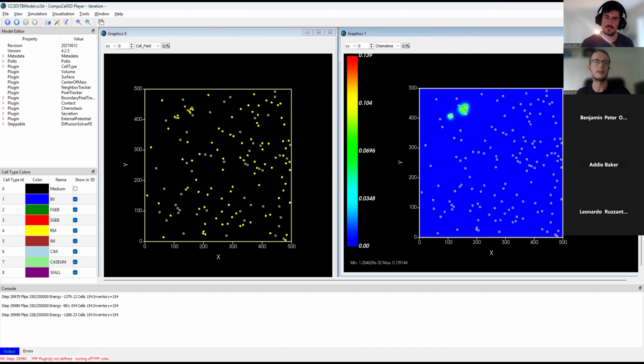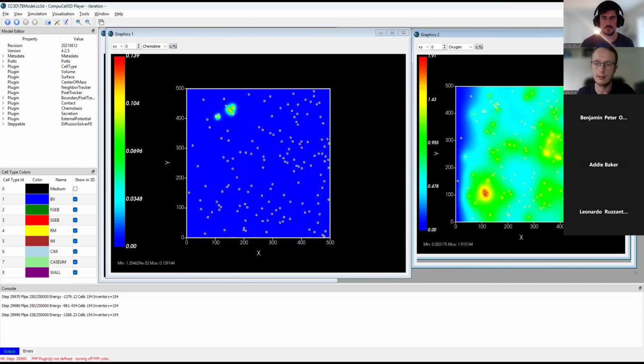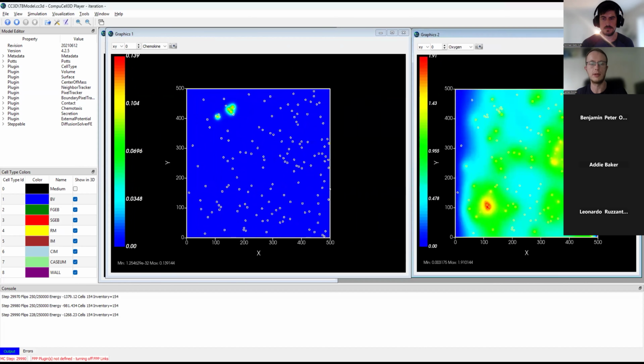As you can see, all the macrophages have clustered around this high concentration of chemokine and reached the site of infection and been able to contain it. And then the oxygen is largely dependent on the concentration of blood vessels. So there's a lot in this 100 x-axis, 100 y-axis area in the bottom left corner. And in other areas like the top left corner, there's been very few blood vessels, so there's almost no oxygen concentration up there. So this is how a simulation would probably look at the end of the runtime.